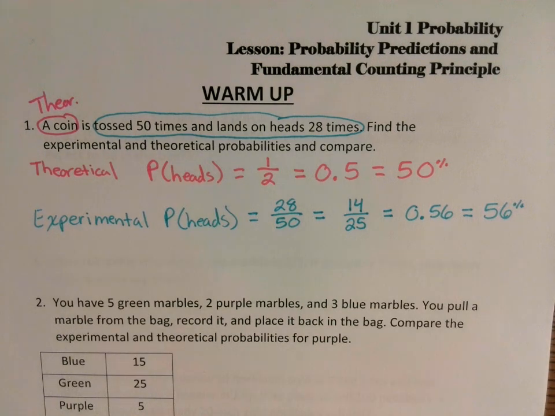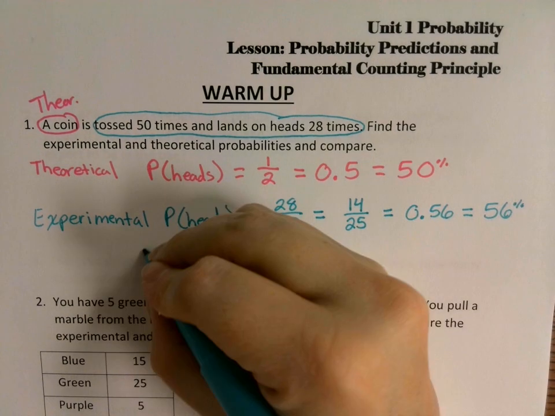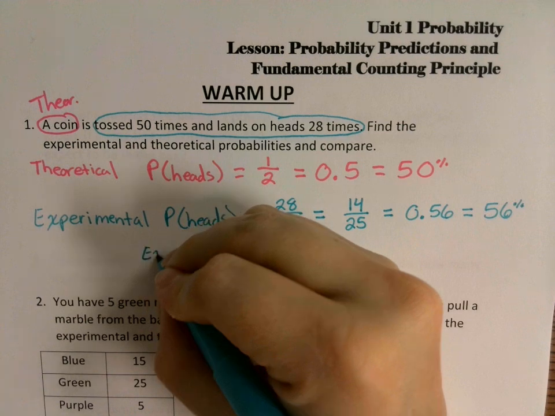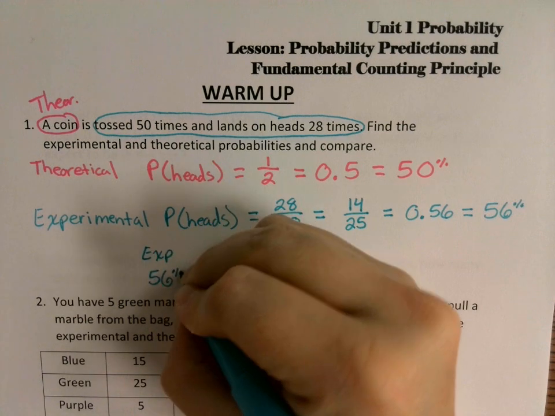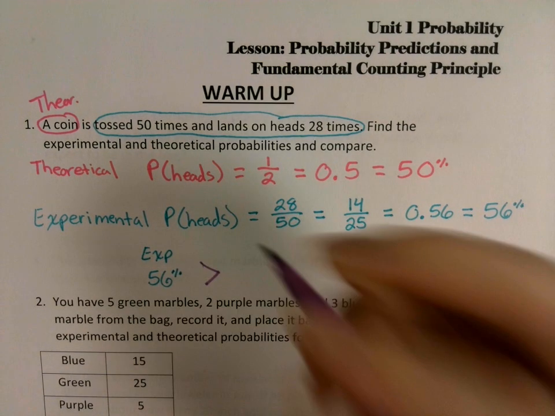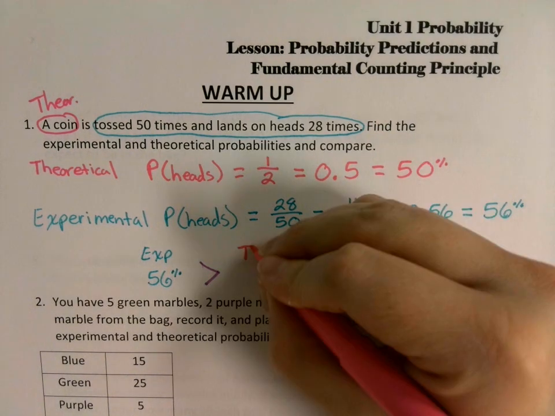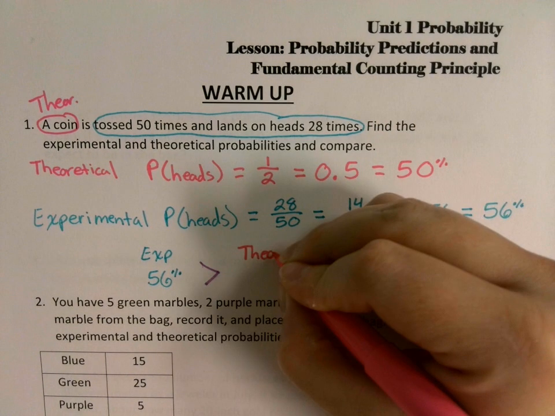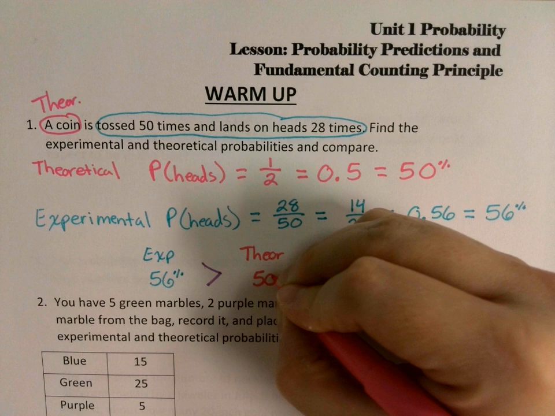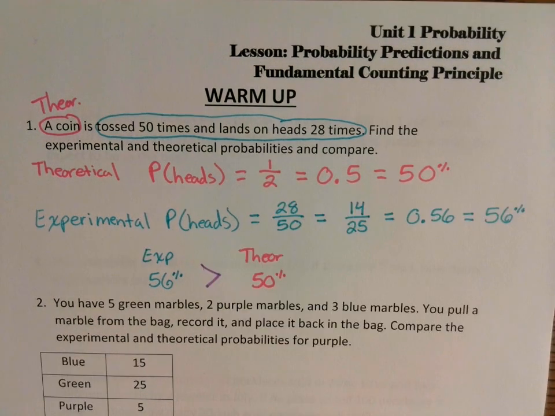But let's go ahead and write down that the experimental probability of 56% is greater than the theoretical probability, which was 50%. But again, the goal in mind is to get to the theoretical. That's the goal, right? Theoretical is kind of like the correct answer. Experimental is the process of getting to the correct answer. Okay?